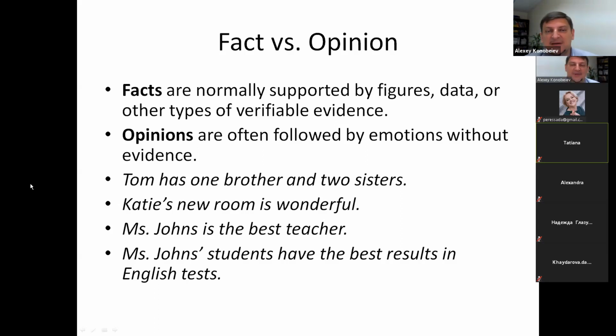Like, for example, let's take a look at these sentences. Tom has one brother and two sisters. Is it a fact or an opinion? You can just write F or O in the chat. So let's see if we see eye to eye here. Yes, that's a fact. You can count the brother and the sisters. Next one, Katie's new room is wonderful. Is this a fact or an opinion? That's an opinion, because what is wonderful for some people will look totally horrible to other people.